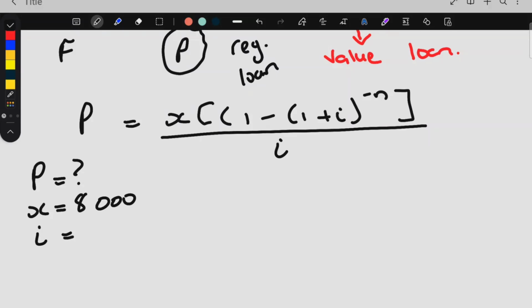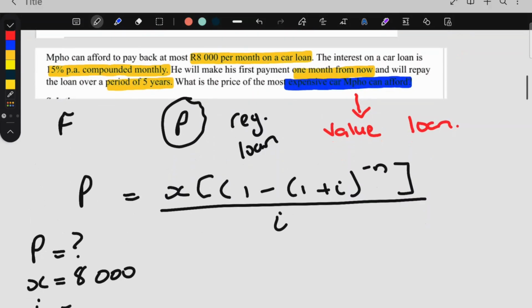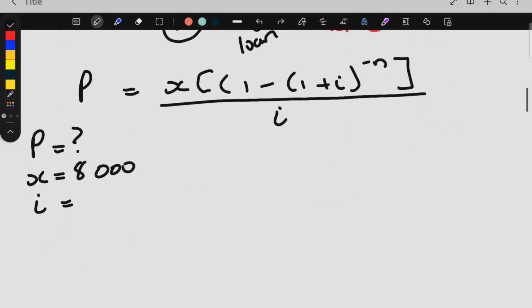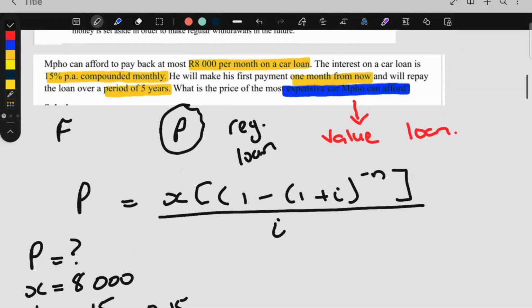My I is my interest. Let's go look. It says 15% per annum, compounded monthly. So I'm going to write 15% is 15 over 100. This is 0,15 compounded monthly. And N is the number of payments.